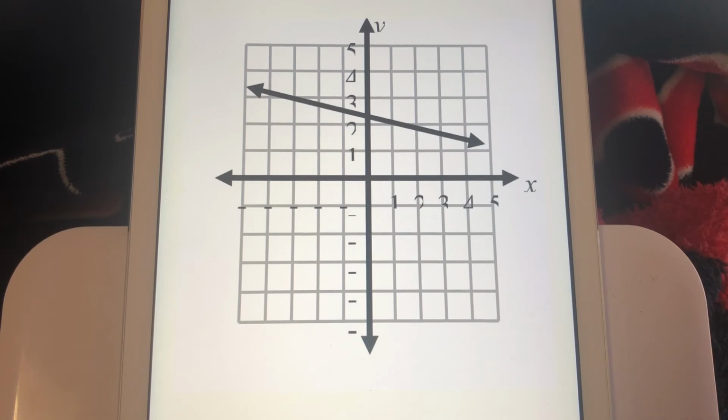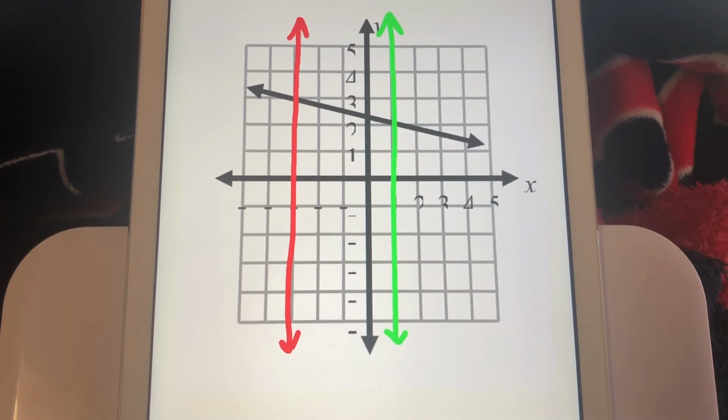All right, so let's look at the first problem here. We've got a linear graph here falling from left to right. So let's just draw a few vertical lines just to prove that this is a function. All right, so we've got a vertical line there. That only touches the graph one time. There's another vertical line there in green. That only touches the graph one time, and so on.